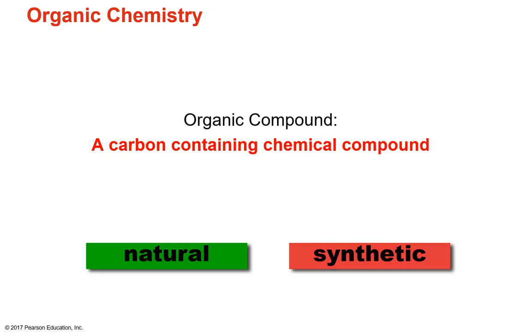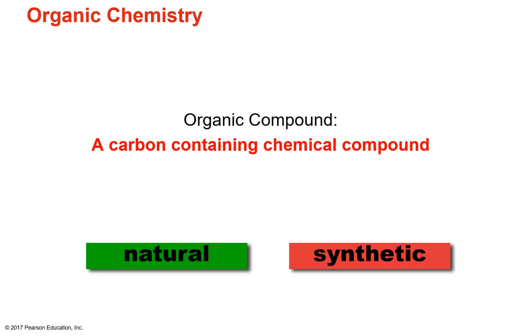Now, it's interesting, but scientists used to believe that organic compounds could not be synthesized. The first example that was made in the laboratory was urea, which, as you might guess from the name, is something that you have in urine.